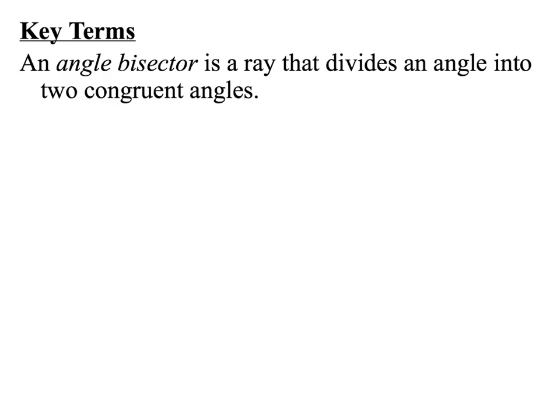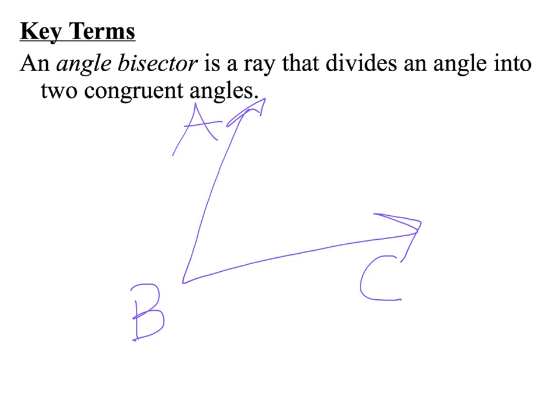Our next key term is an angle bisector. Whenever you see bisect, that means to cut into two parts. An angle bisector is when an angle is cut into two parts. So if I draw an angle here, and this would be angle ABC. If I were to say that BD bisects angle ABC, it would look like this. Be a ray right in the middle of the larger angle. And then I would also know that angle ABD would be congruent to angle DBC.